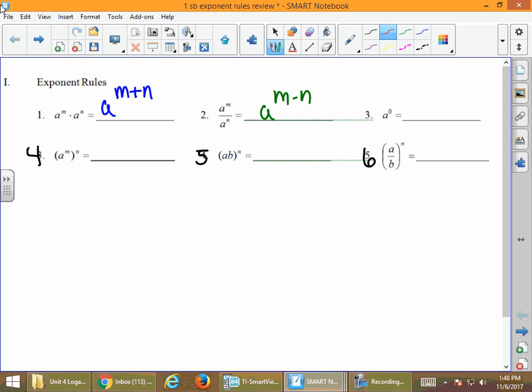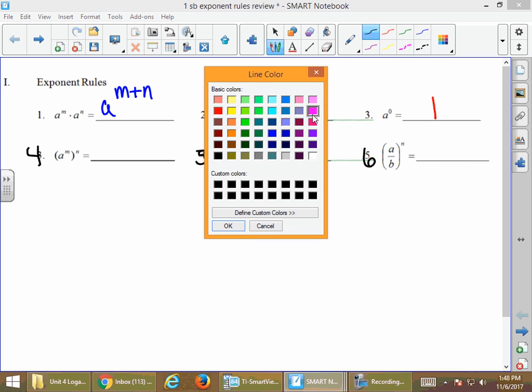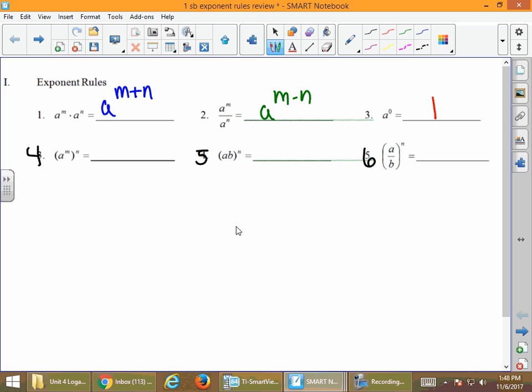Number 3, a to the 0. Do you know what it equals? It equals 1. A to the m raised to the n is what I call sometimes the superpower rule. And what happens is, this is the one where we multiply those two together, and we get a to the mn.